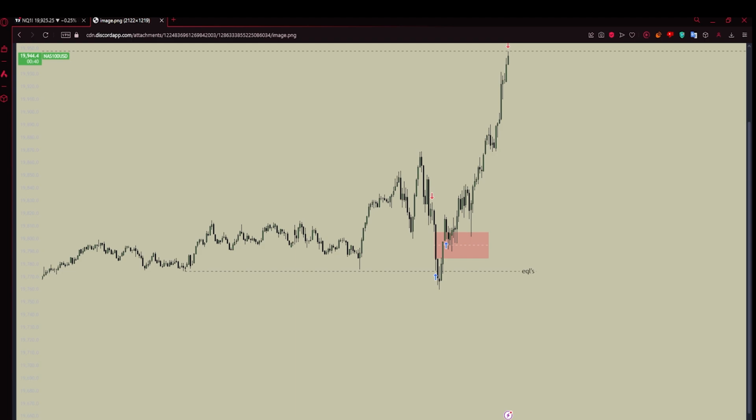I don't know why this is drawing it so big for some reason. How do I make this smaller? I don't really know. Doesn't matter.